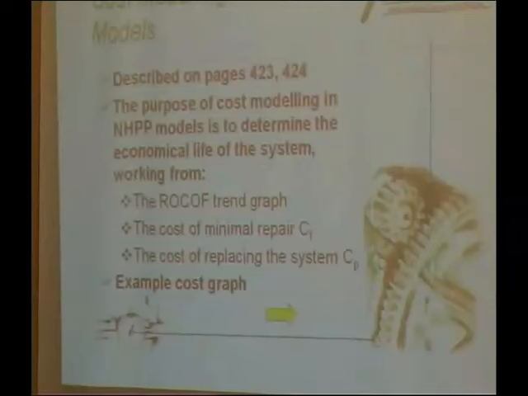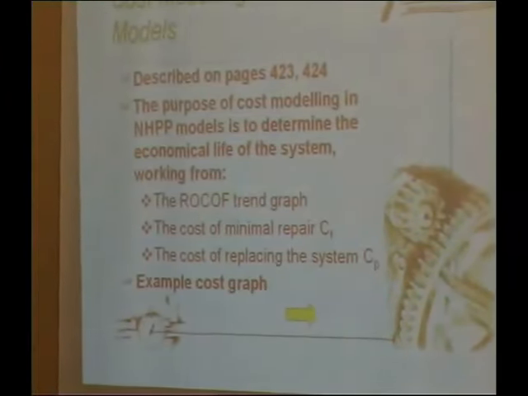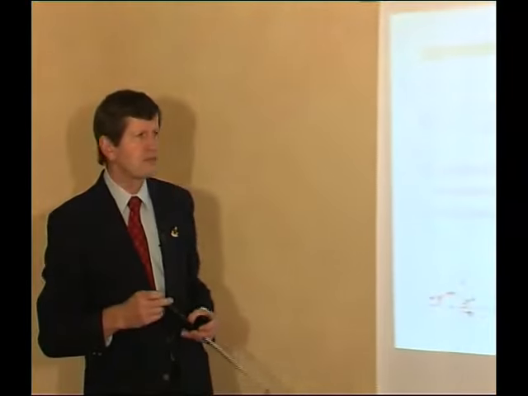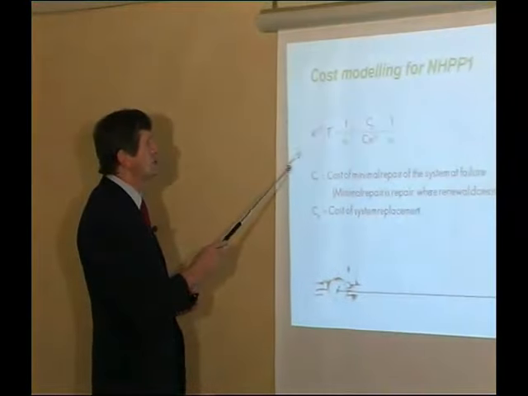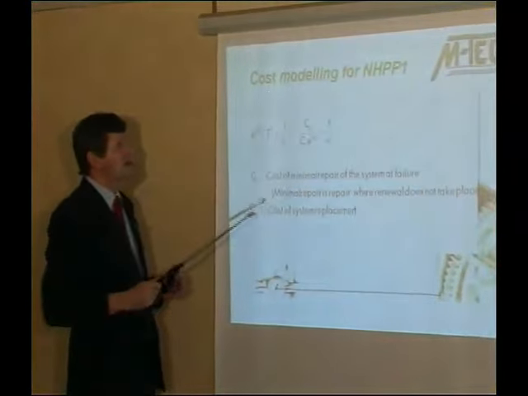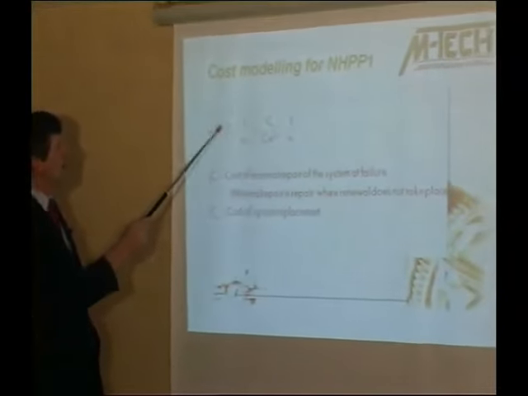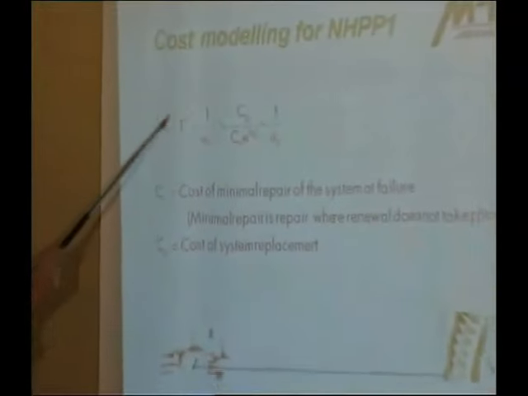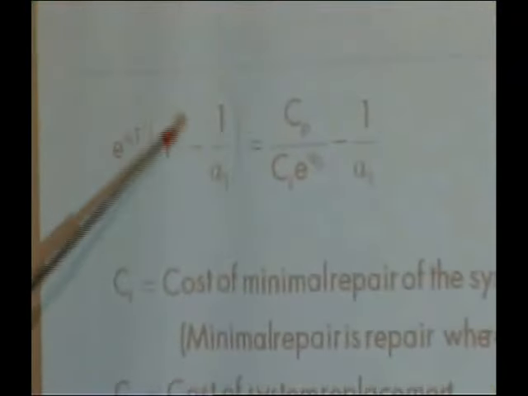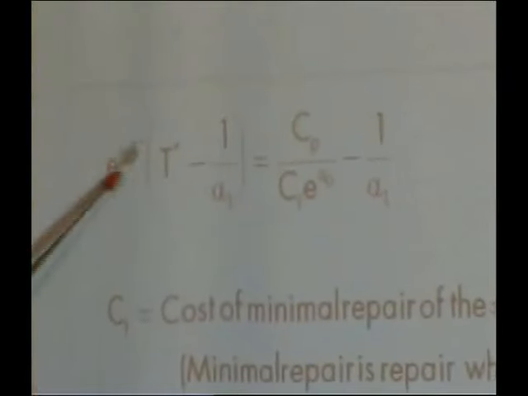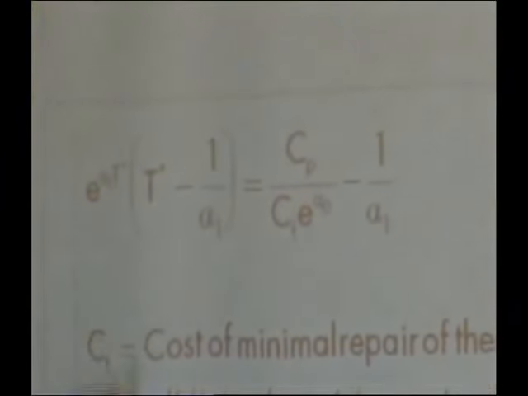Now we're going to look at an example cost graph after we have looked at the equations by which we can calculate the optimal replacement point of the system as follows. For the first version, NHPP1 of the NHPP model, we can calculate the value of T star. T star here is then the optimal life. We can calculate that from this equation.